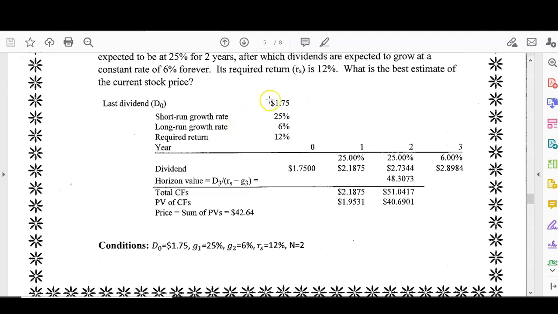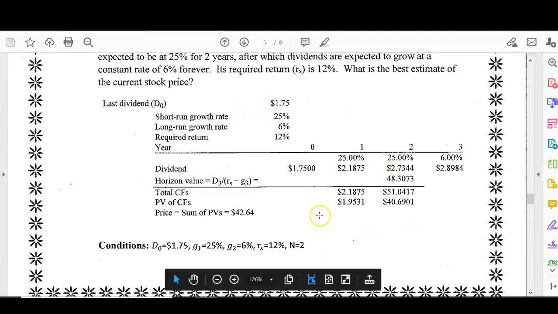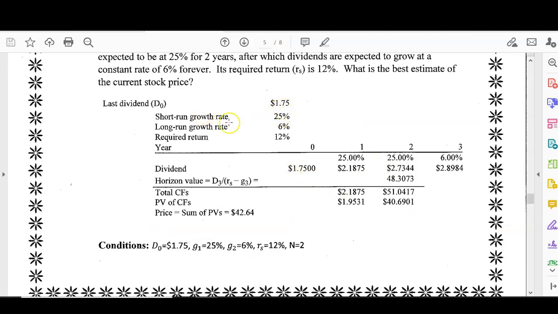You can also do it manually, as this graph shows. Again, we have last dividend D0 as 1.75, short run growth rate 25%, G1, long run growth rate 6%, G2, required return RS 12%, and we have years 0, 1, 2, 3. For years 1 and 2, we have G as 25%. For year 3, we have 6% as our G2. The dividend at time 0, D0, is 1.75. D1, D2, D3 can be calculated using our formulas shown below.